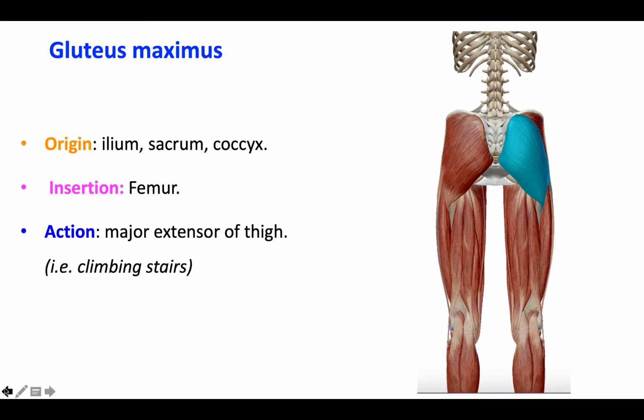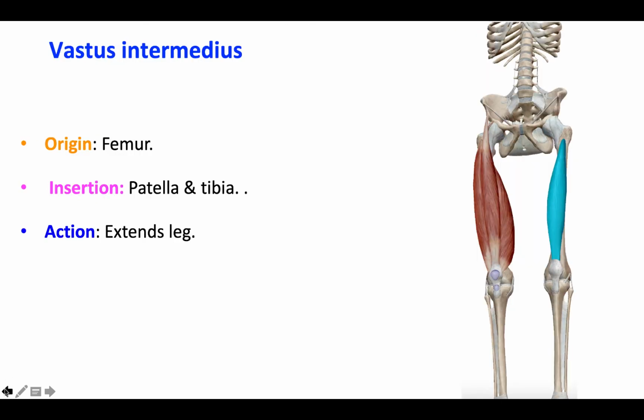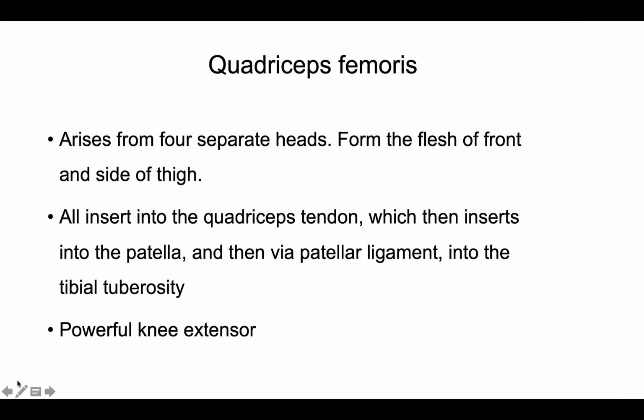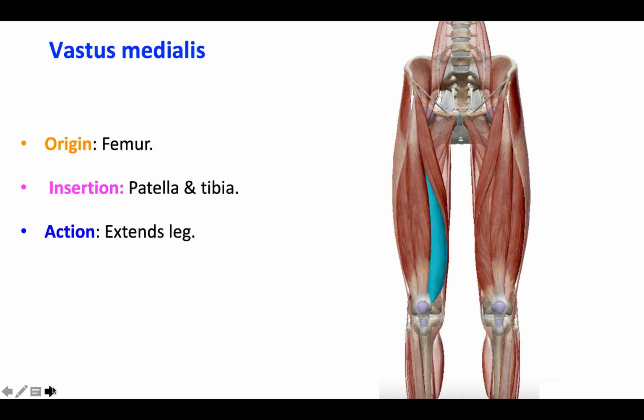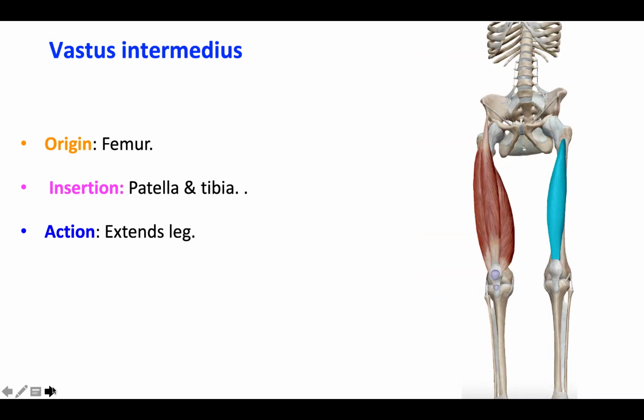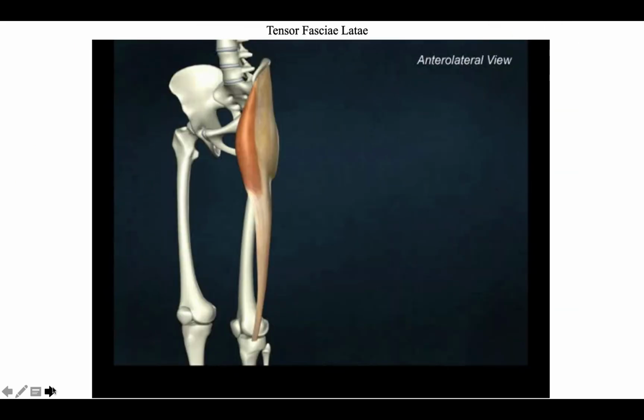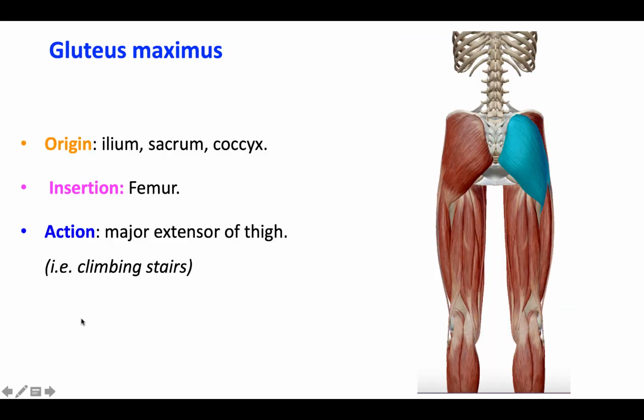Okay, let me recap that. Our quadriceps are four muscles: rectus femoris, vastus lateralis, medialis, and intermedius. Next, we're going to check out the glutes. There are three muscles grouped together that make up the glutes. The first one is the gluteus maximus, and that's your butt muscle, basically.